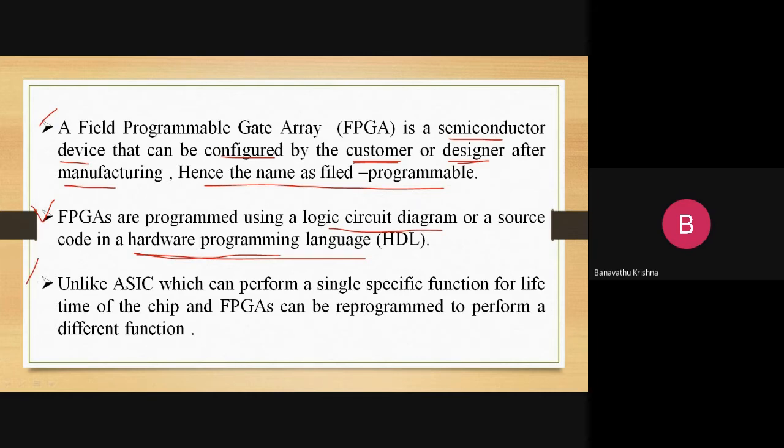And coming to the third point here, unlike ASIC, you know that ASIC means application specific integrated circuit, which can perform a single specific function for the lifetime of the chip. It is only bounded with a specific task. That specific task is going to be performed for the complete lifetime of the particular ASIC chip.